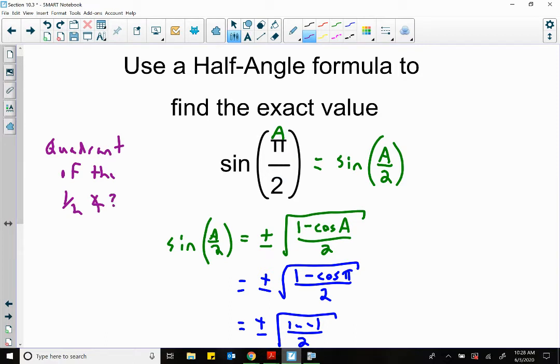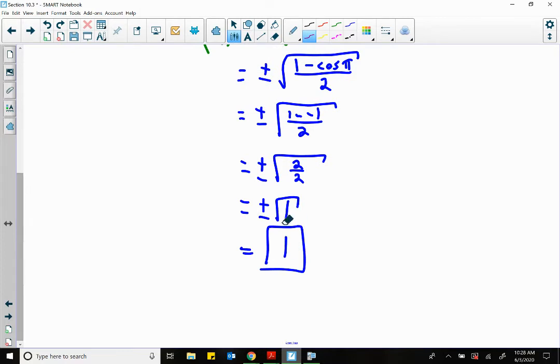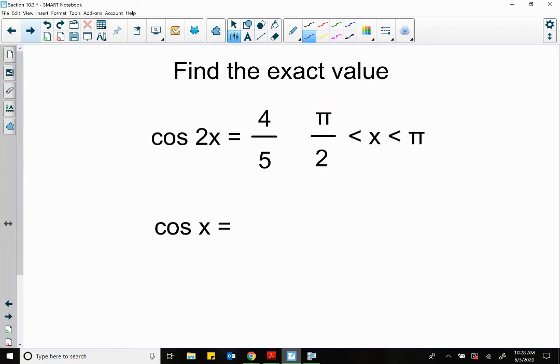So our half angle is pi over 2. That's quadrantal. So you don't really have a quadrant for that, but we know that that is 90 degrees, which means it's a positive 1. Okay? But let's work more on those angles and things like that. So let's talk about this one, and then I'm going to give you one to try on your own.